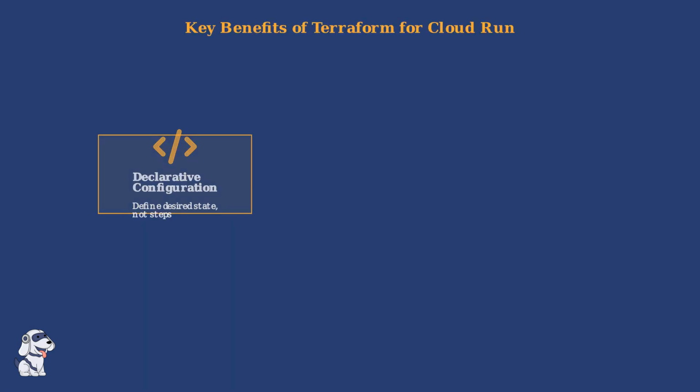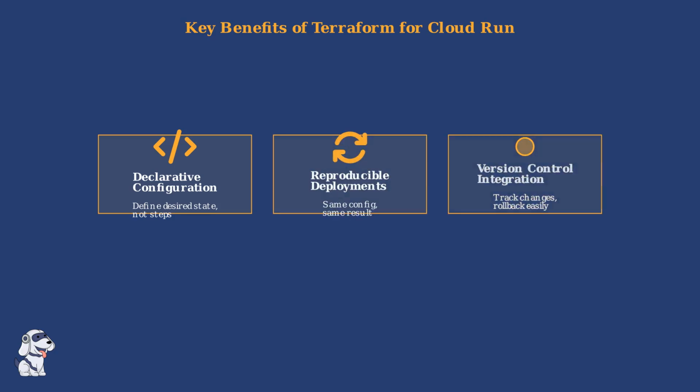Terraform provides 3 critical advantages for Cloud Run management. First, its declarative configuration allows you to define the desired infrastructure state rather than scripting deployment steps. Second, it ensures reproducible deployments where the same configuration produces identical results across environments. Third, it integrates seamlessly with version control systems for change tracking and rollback capabilities.